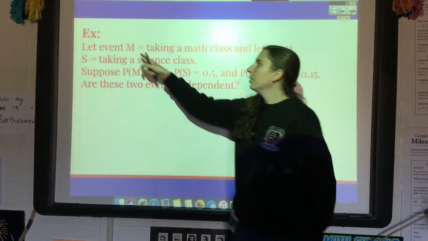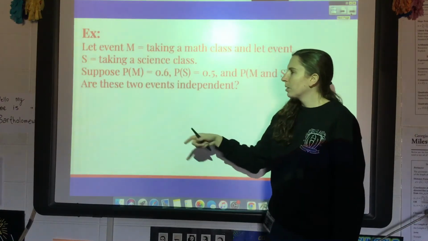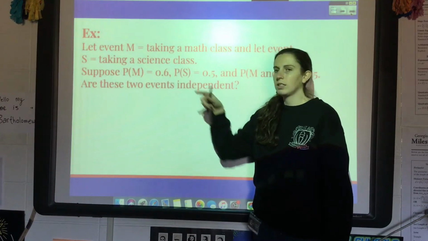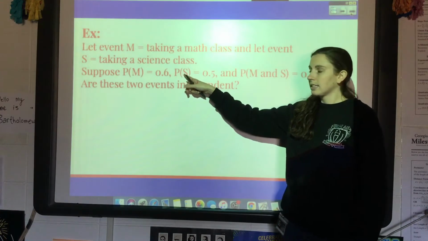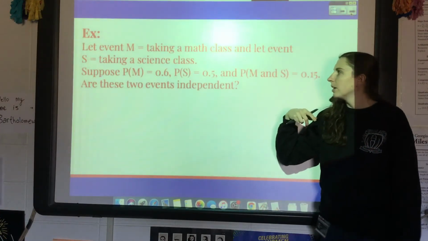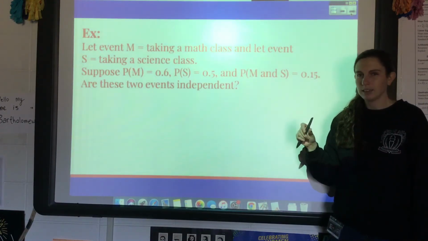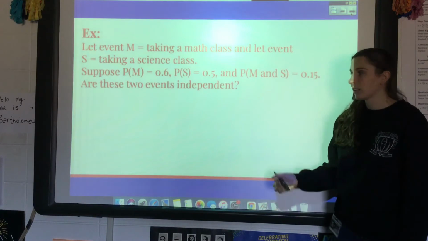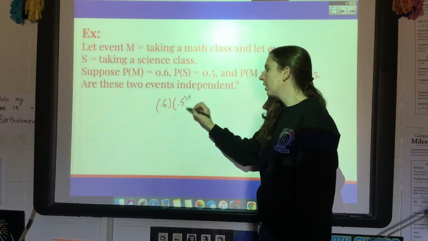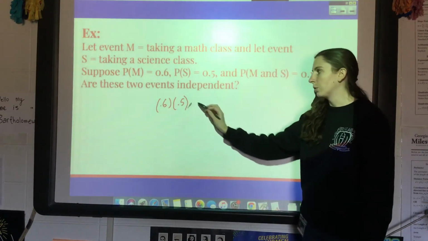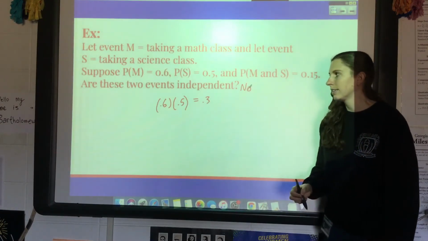Imagine we have an event M, which means you're taking a math class, and S means you're taking a science class. Suppose the probability of M is 0.6, so like 60% of people are taking a math class. Probability of S is 0.5. The probability of M and S is 0.15. Are these two events independent? So let's actually just calculate it. If I multiply these two together, if I do 0.6 times 0.5, will that give me 0.15? And no, it will not. It will give me 0.3. So the answer would be no, they are actually dependent.